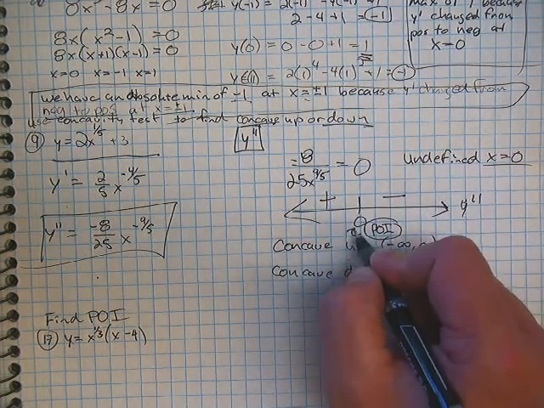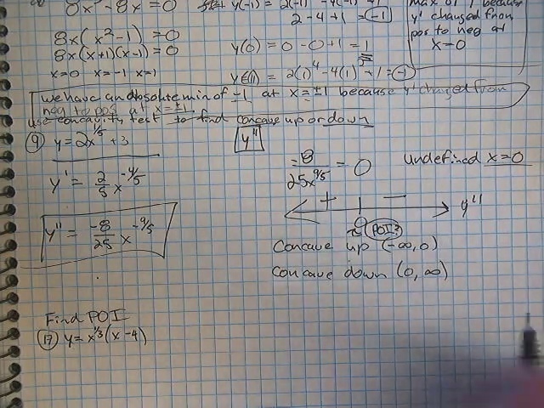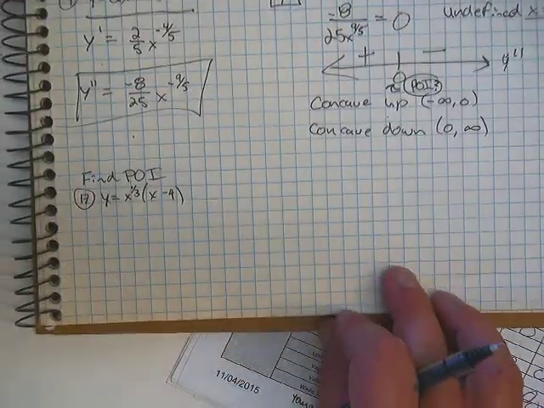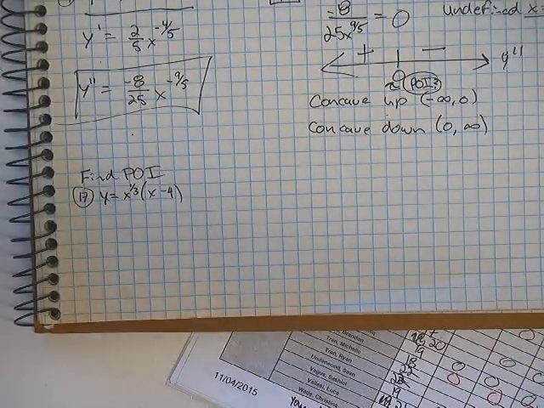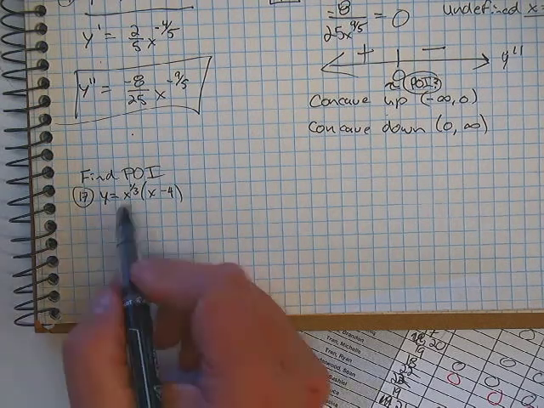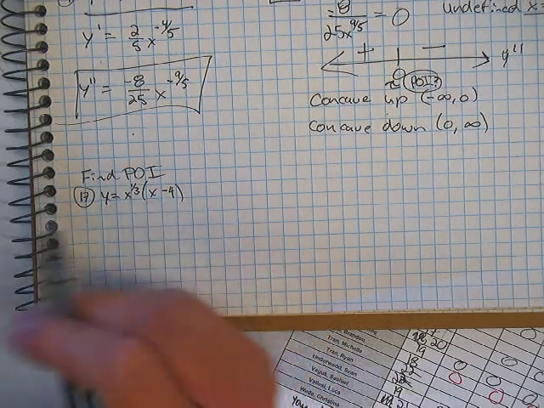Now I do want you guys, if you're watching this right now, to plug this into the calculator and see what the graph of this looks like, because there is a chance that this may not be a point of inflection. This question doesn't ask that, but this is something that you might want to look at. So I'll let you guys do that on your own.